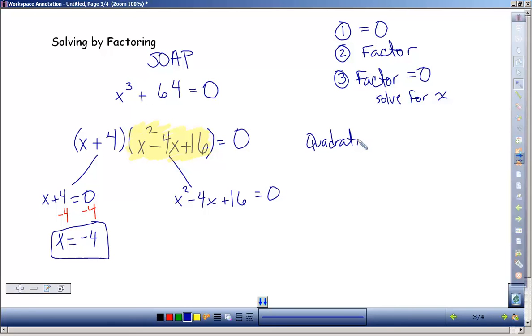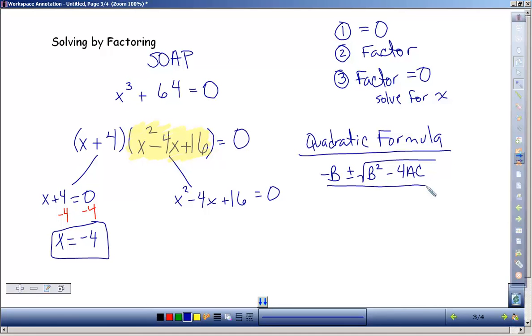So let us review for a moment the quadratic formula. You can't forget the quadratic formula. So when we're doing the quadratic formula, it's the opposite of b plus or minus the square root of b squared minus 4ac, all over 2a.